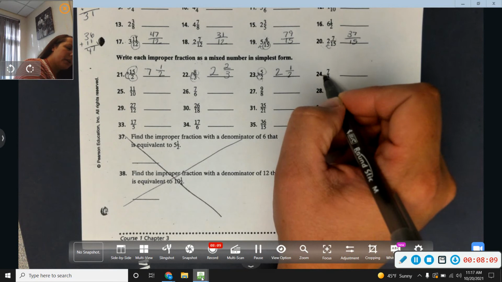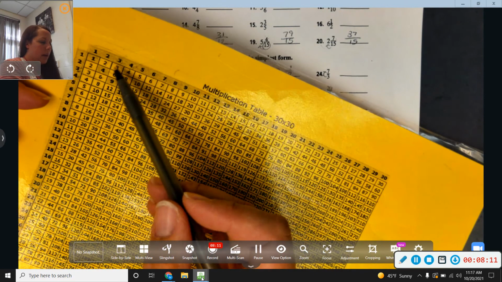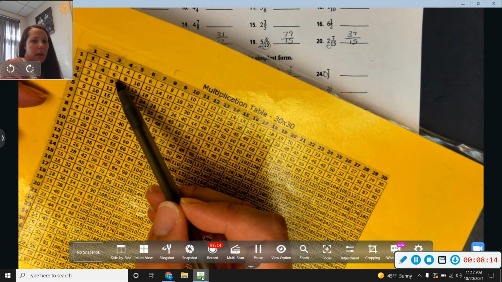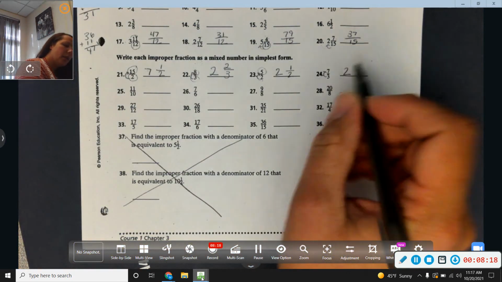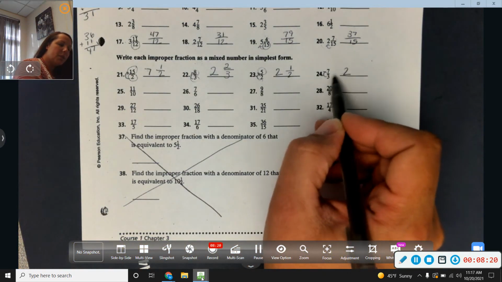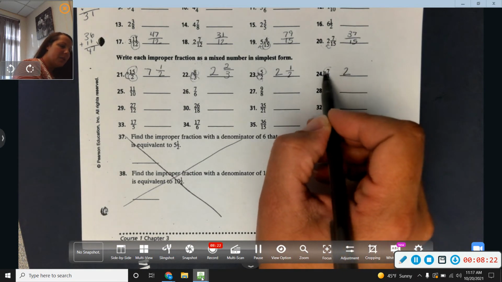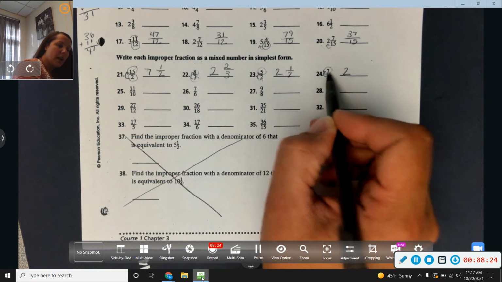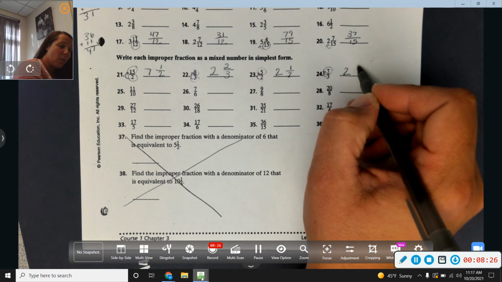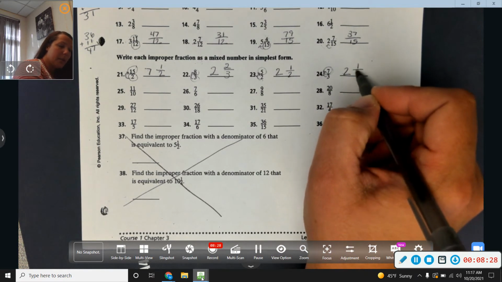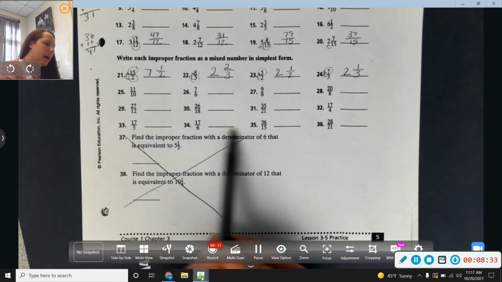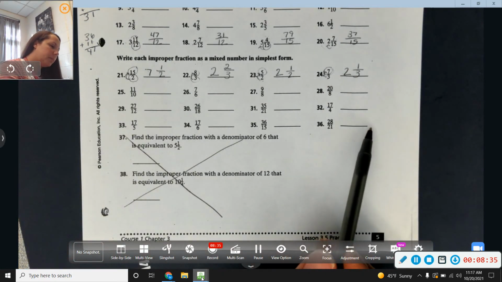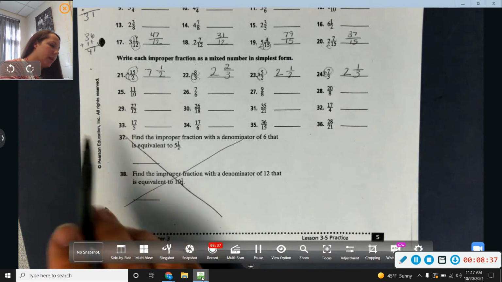So 3 goes into 7. How many times? Okay, right here. 3 goes into 7 2 times. 3 times 2 is 6. I've used up 6 of those. How many's left? I have 1 left, and my denominator is 3. Okay, I'm going to show you this bottom row now, and then you can do the 2 middle rows.